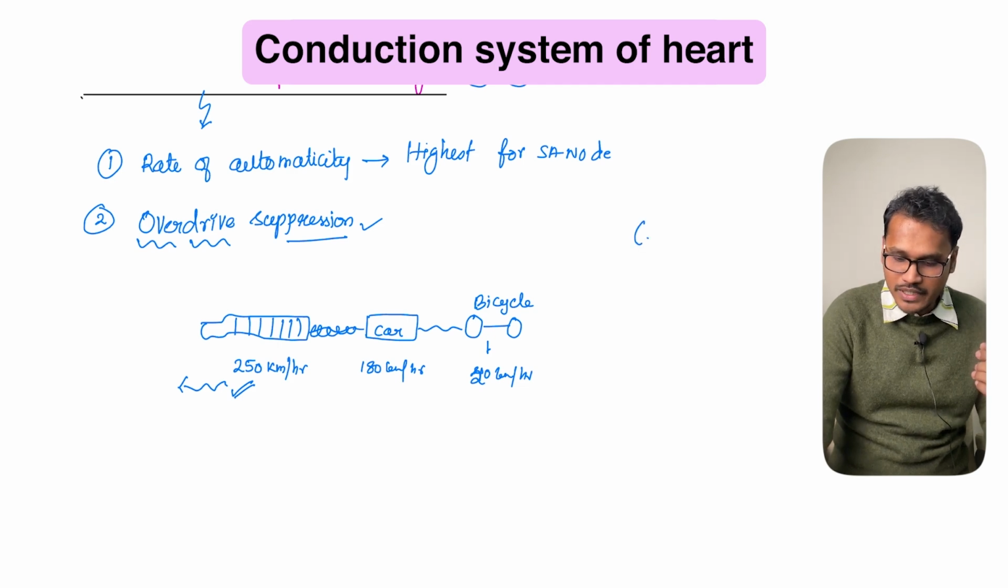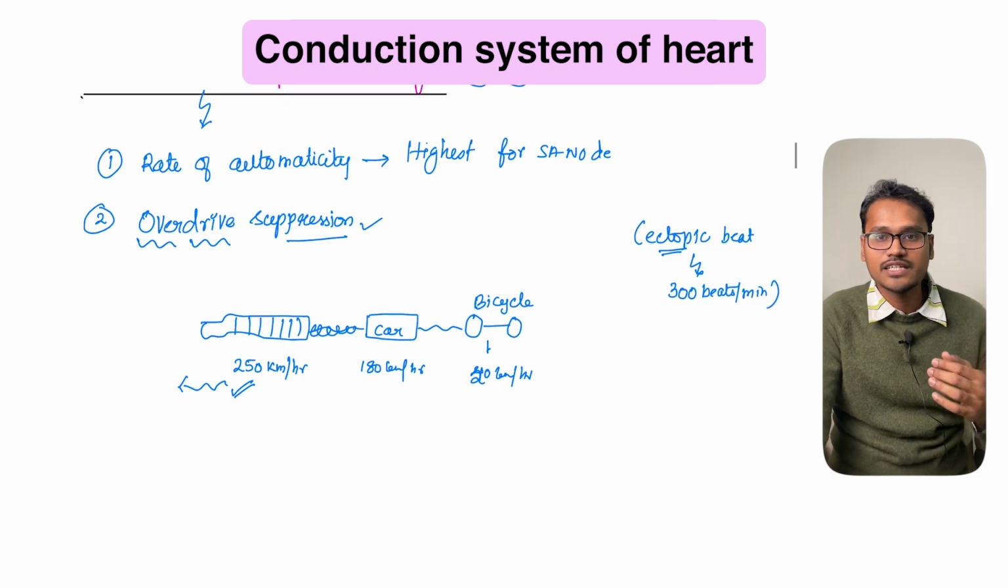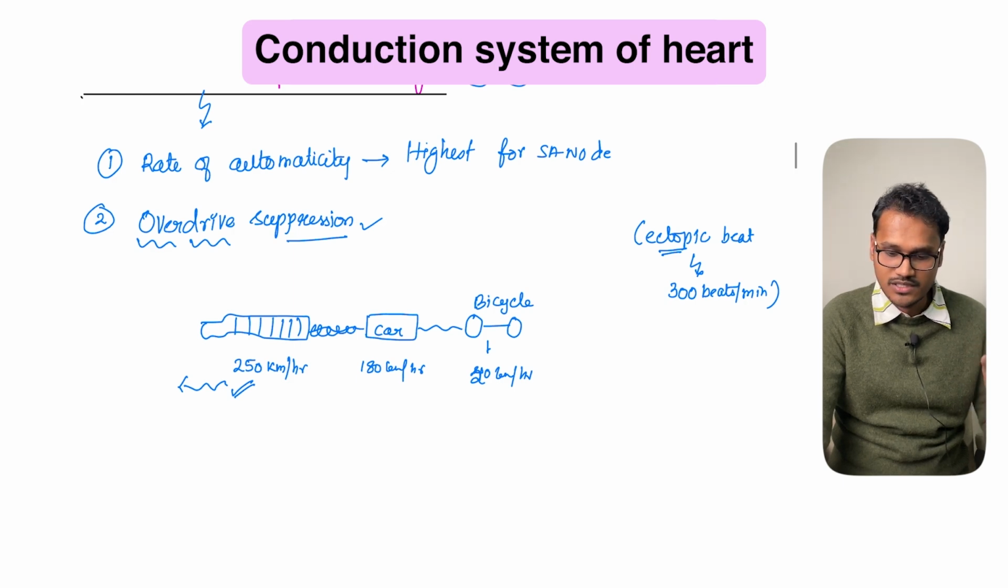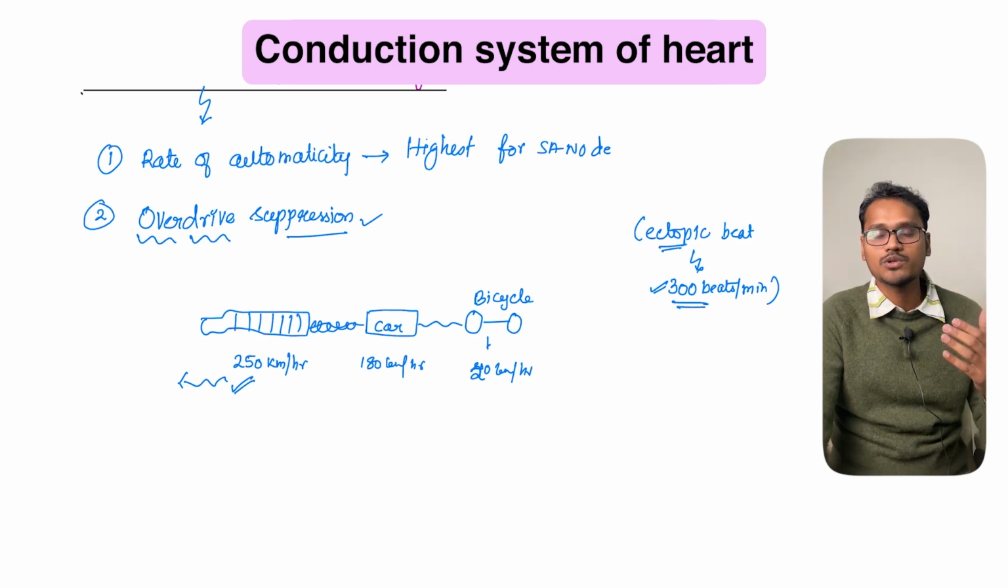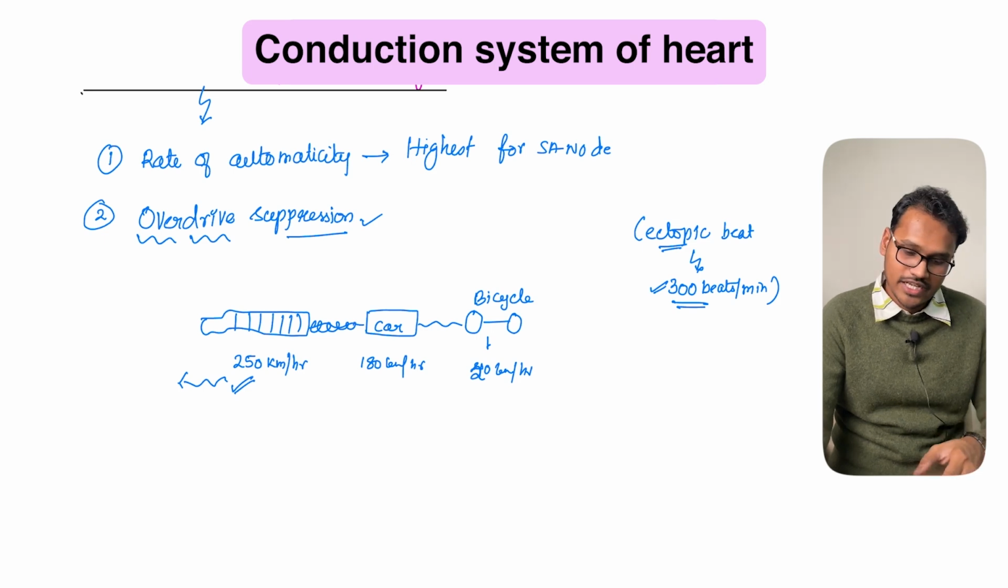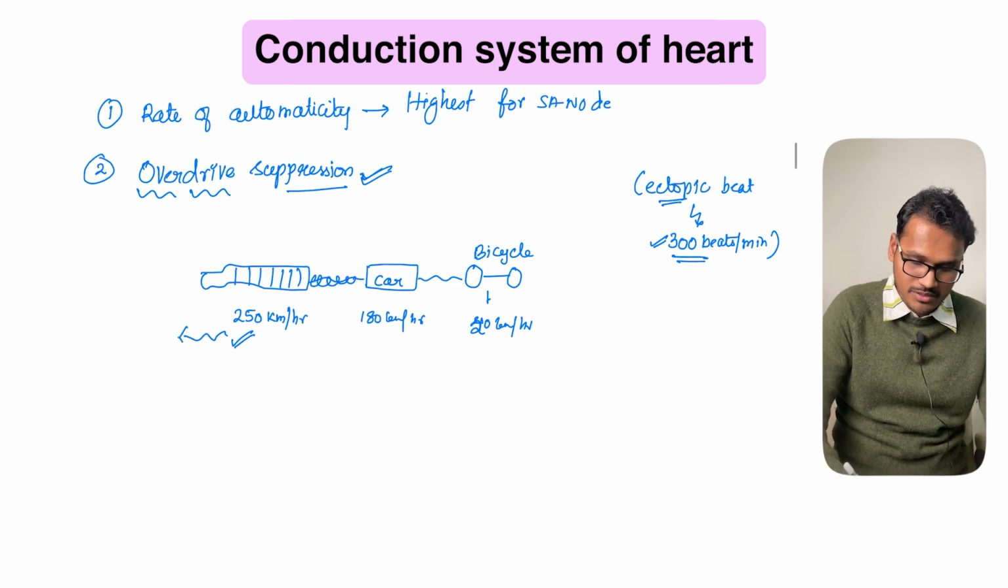Suppose there is an ectopic beat in the heart. An ectopic means any abnormal impulse that is being produced, and let's say it is beating at the rate of 300 beats per minute. Can it suppress the SA node? Yes, obviously it is going to suppress the SA node, and that is why people tend to have arrhythmias. Whenever something has a higher rate, it will suppress even the other nodes and the SA node. In a normal situation, the SA node is suppressing the other nodes. Because of this, it has the dominant pacemaker activity.